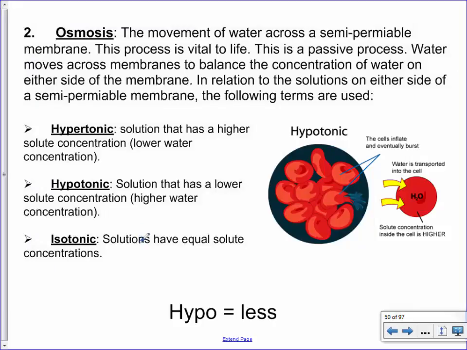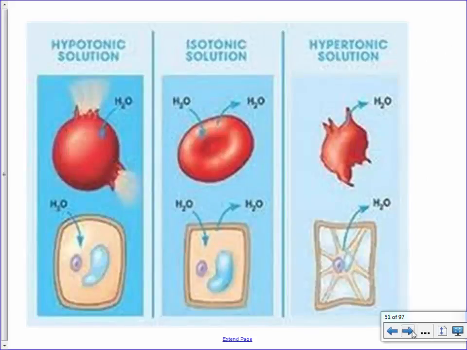Long story short, if you put a cell into a hypotonic solution, what that means is the solution itself has fewer solutes, meaning it has lots of water. The cell will absorb all of that water and swell up. Does that make sense? It's actually what happens when you go in a bath. You get all wrinkly.